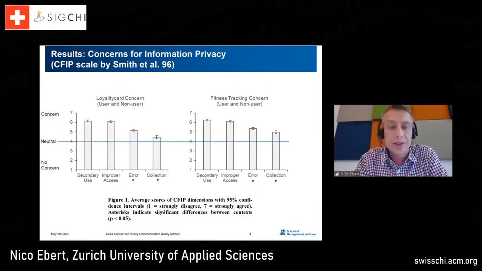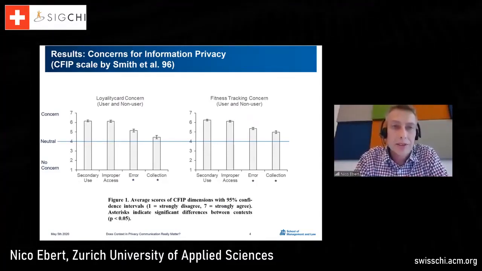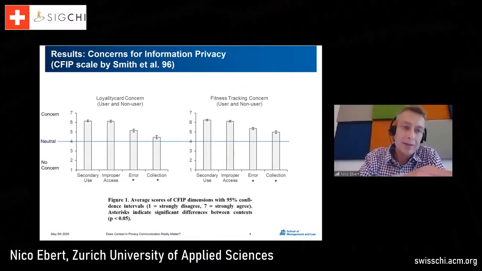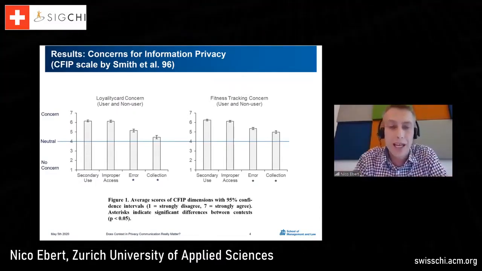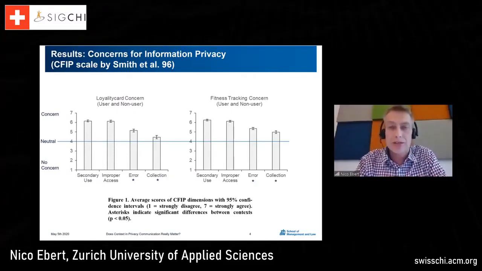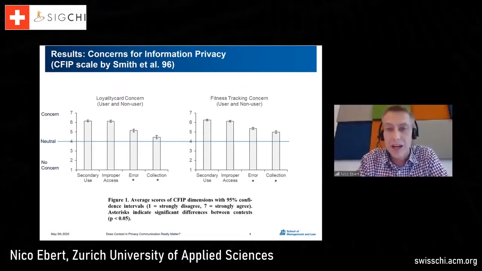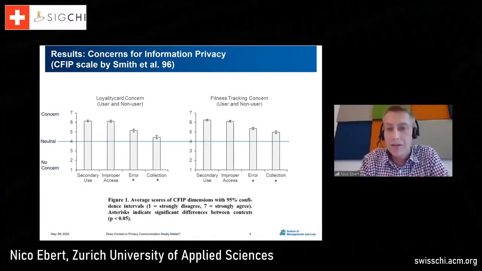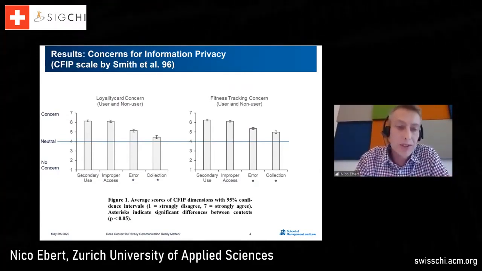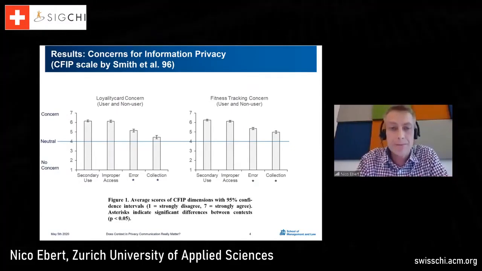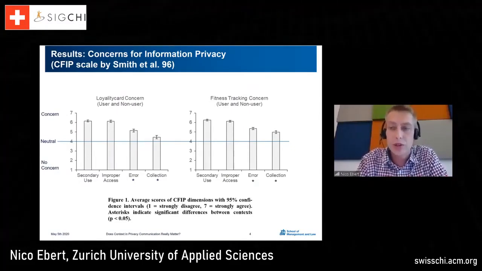The first is privacy concerns. We used a standardized scale, the concerns for information privacy instrument. On the left-hand side, you can see the outcomes of the loyalty card concern, and on the right, the fitness tracking concern. Let's say 4 is more or less a neutral concern level, and everything above means you're concerned somehow. What you can see is that on this high abstraction level, the concern pattern is very much the same. You can see significant differences with small effect sizes, for example, for error concern and collection concern. But when it comes to secondary use, which means using your data for other purposes or giving your data to a third party, it's pretty much the same concern level in both contexts.